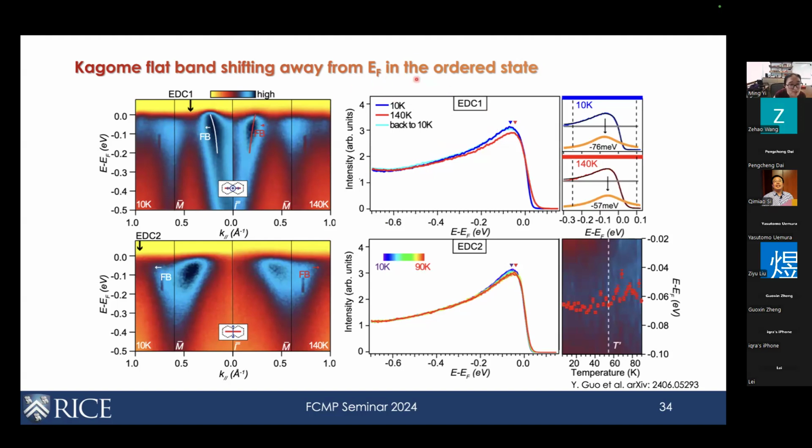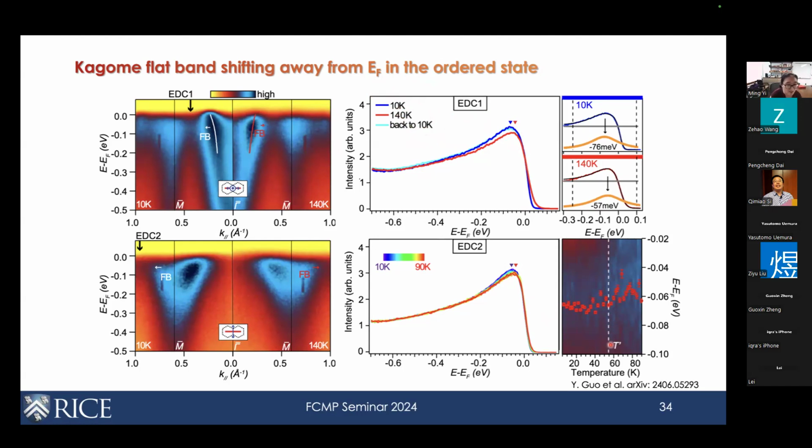We have also done thermal cycling to make sure the sample hasn't aged, hasn't died, hasn't done anything weird. And when we cool back down to 10K, it recovers back to where the blue peak is, right? So we have done this systematically as a function of temperature, and you can argue perhaps it's consistent, give or take, with the onset of the ordering temperature of 55 Kelvin. Okay, so this is a summary of what we have seen from our photoemission measurements.